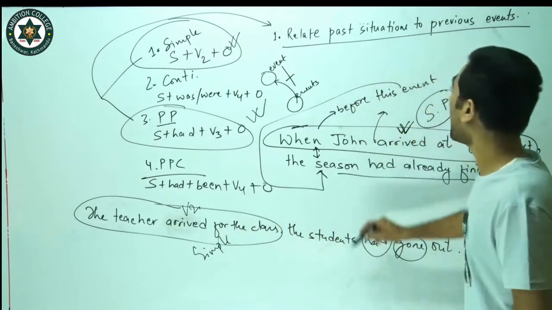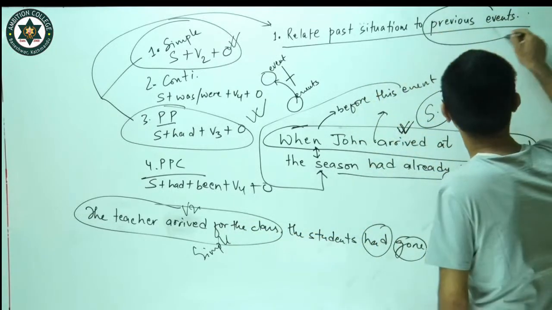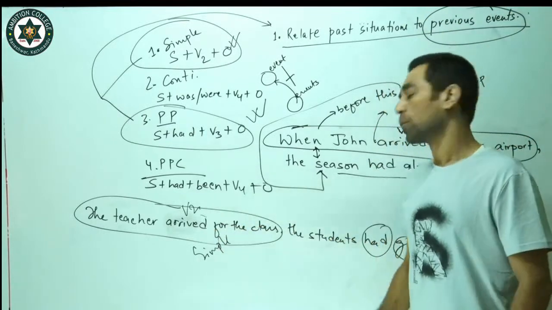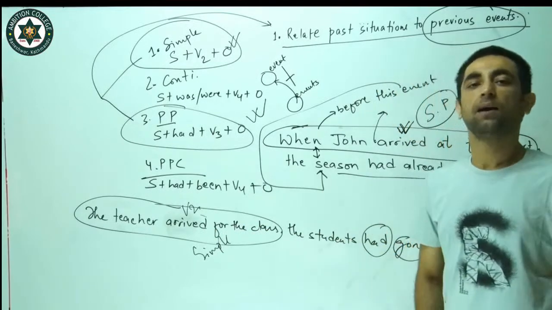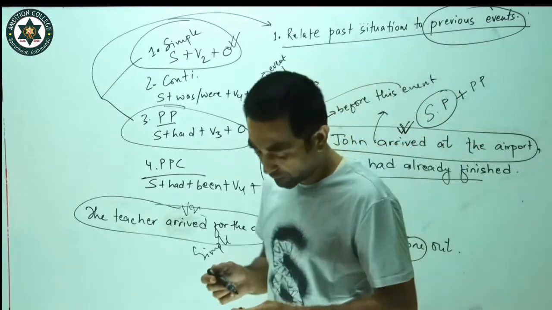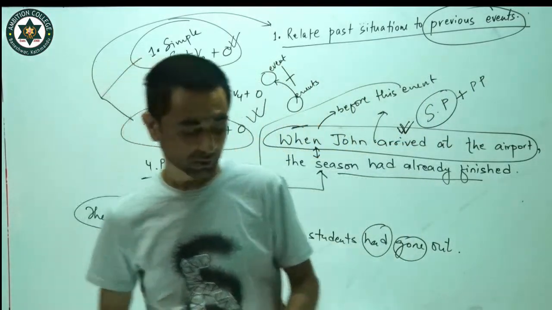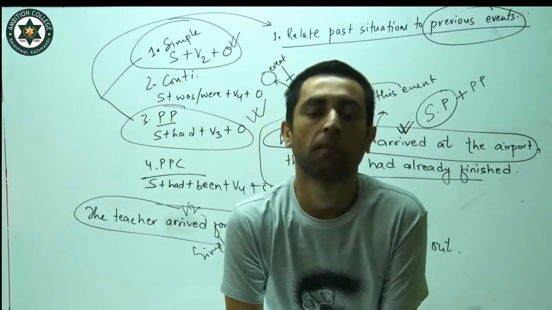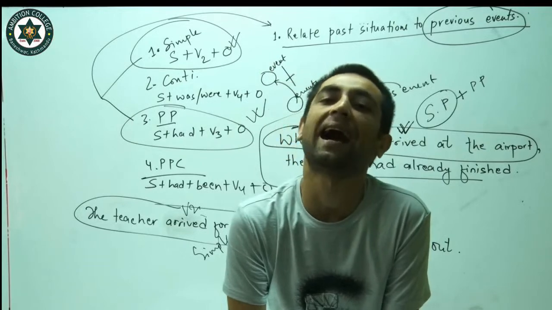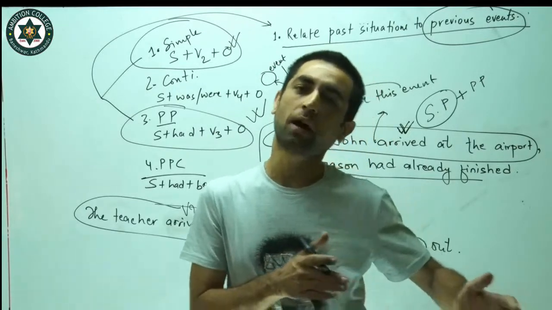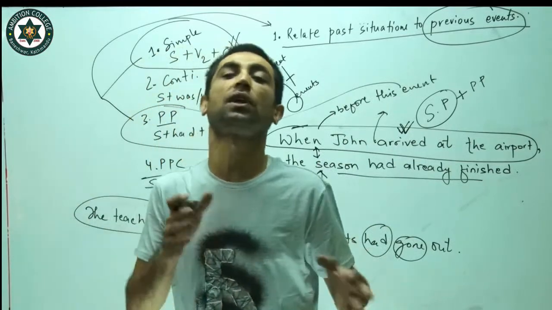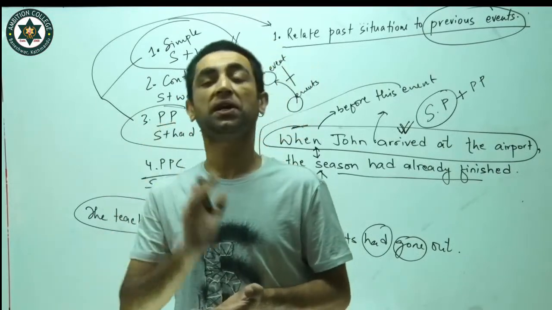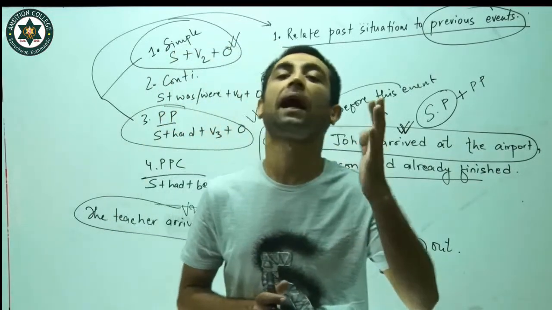And to talk about the previous event that occurred before this event, we use the past perfect tense. For example, the rescue helicopter reached the spot, but the man had died out. The rescue helicopter reached the spot. This is the event of the past. But before the helicopter reached there, the man had died out.